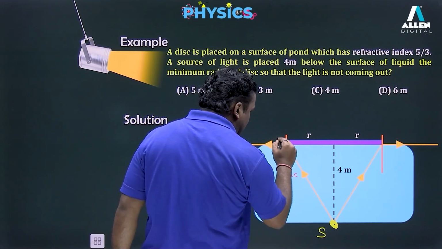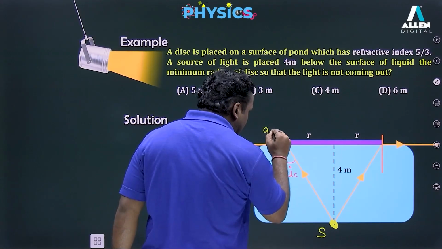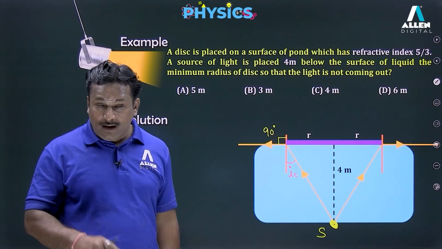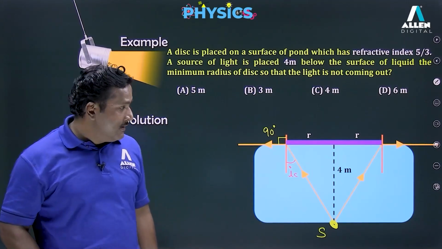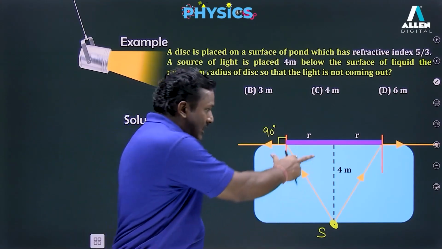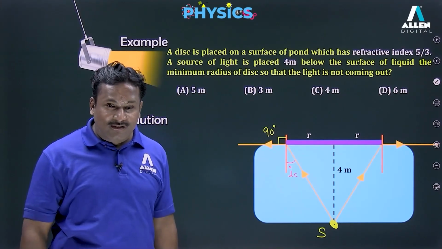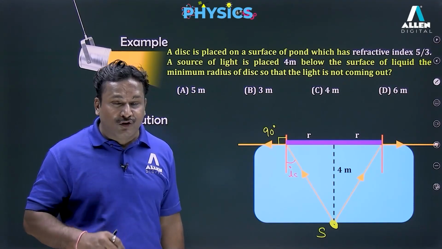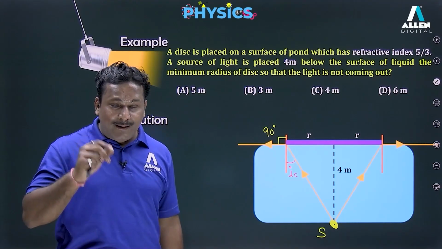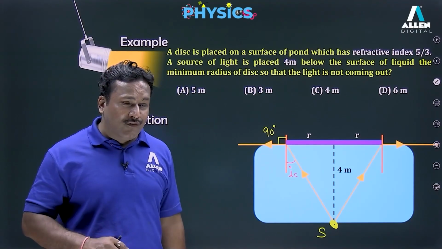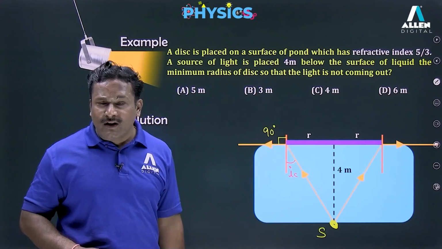Angle of refraction became 90 degrees. So in this particular case the ray will not come out. That means I need to find this value of r, this particular distance. This is the distance I will find, and that is actually the value of the radius of this disc that is kept exactly above this source of light, such that the ray of light is not coming out. How can we find it?